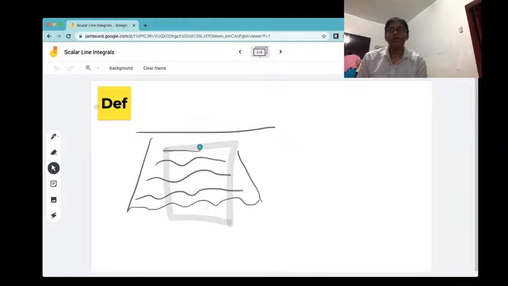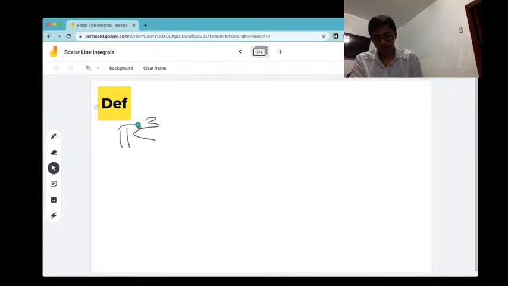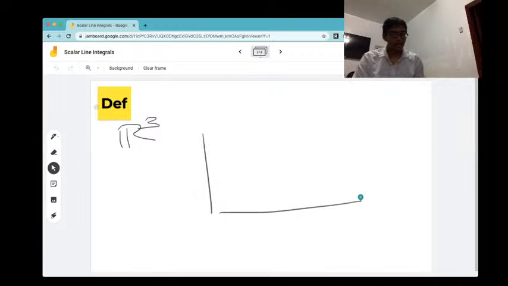Now, let me elaborate on what I mean by that, okay? Let's say you go to the xy plane, okay? Let's say we're in R3. So we're in R3 and we go to the XYZ plane. So here I have the XYZ plane.